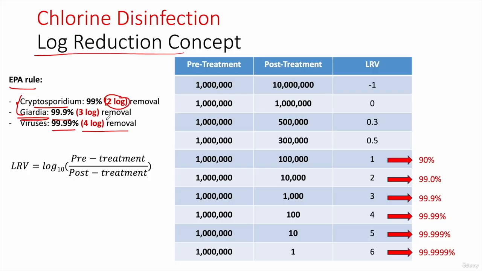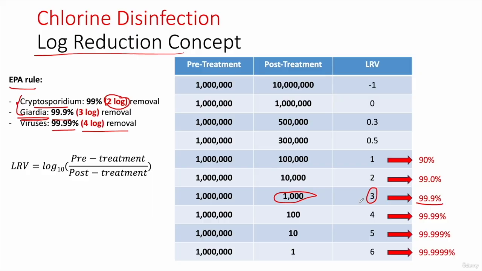Now let's understand a bit what log reduction means. This is a pure mathematical concept. Let's say that we have a certain protozoa that we are removing. If in my pre-treatment I had 1 million of this protozoa, and in my post-treatment I was able to lower it to 1,000, we will have a 3-log reduction of this kind of protozoa, or 99.9% removal.